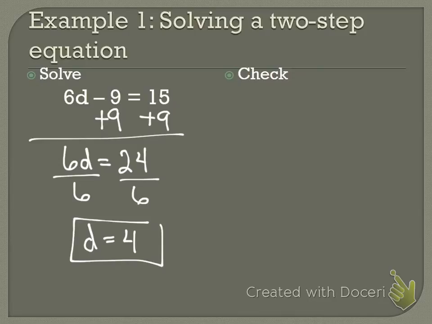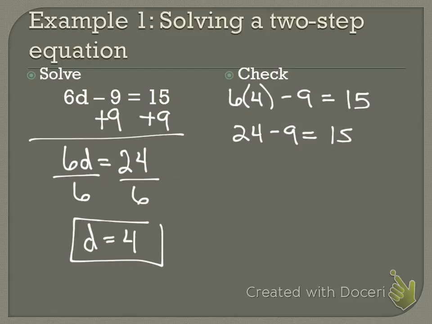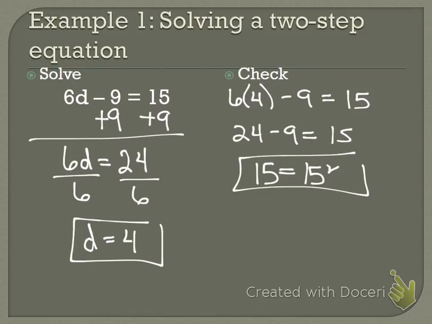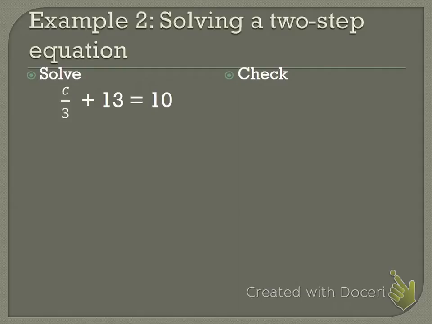All right, now 6 times 4, we just have to double check. 6 times 4 is 24. Minus 9 is 15. And that's true. So it checks out. Remember on your homework, I'm looking for a boxed solution and a boxed checked answer. All right, so now let's look at example 2.